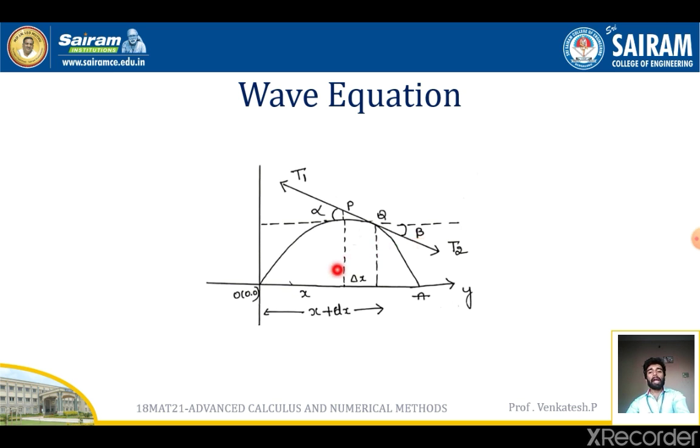Now we can observe that the distance from the origin to point P will be x, and since the distance from P to Q is delta x, the distance from O to Q will be x plus delta x.